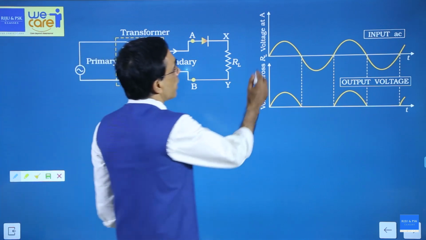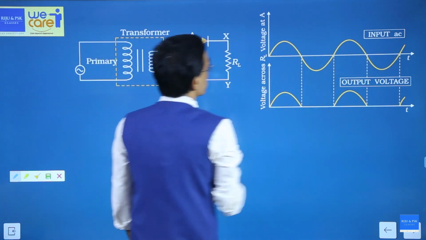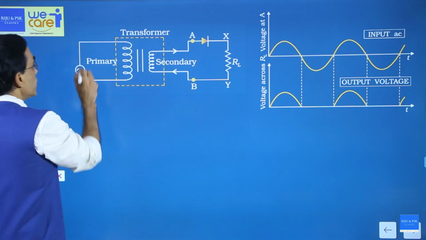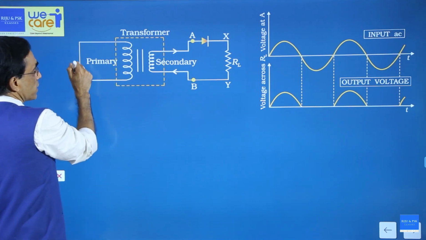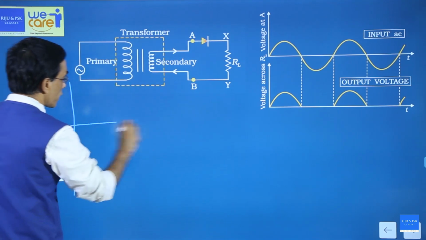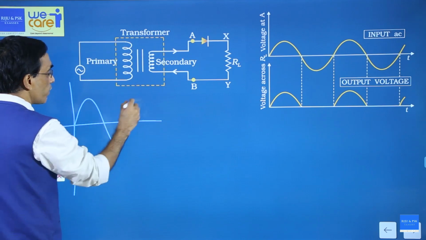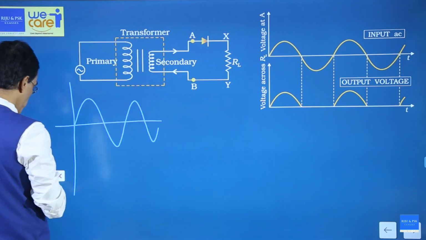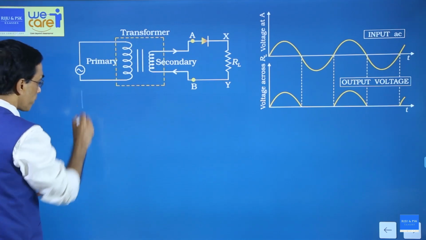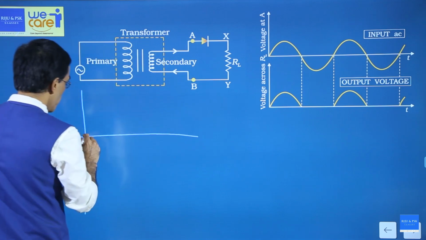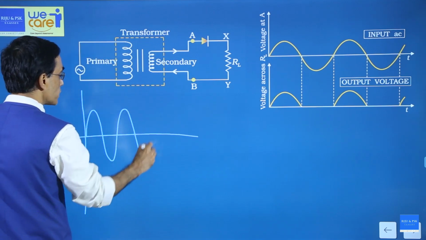Okay. This is the input voltage available. This primary means you are giving an AC. In the primary, listen carefully. In the primary side, you give a very large voltage of AC.